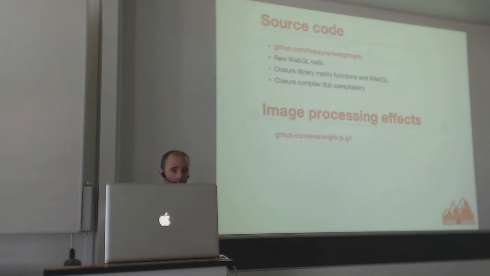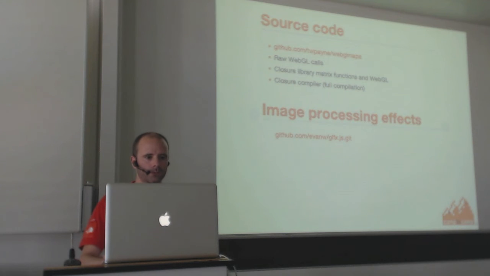Under the hood, it uses Google's Closure Library matrix functions and WebGL constants. The Closure Library, if you're not already using it, is a great piece of code. It generates very, very small JavaScript at the end. It also means all your lookups of WebGL enums can be computed at compile time, which gives you more runtime performance. It uses Google's Closure Compiler, which makes JavaScript more like Java, another great piece of kit. And the image processing effects that you've seen come from a different project, which is online at github.com, not written by me.